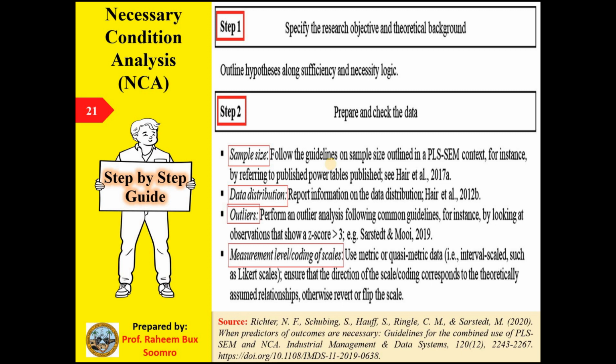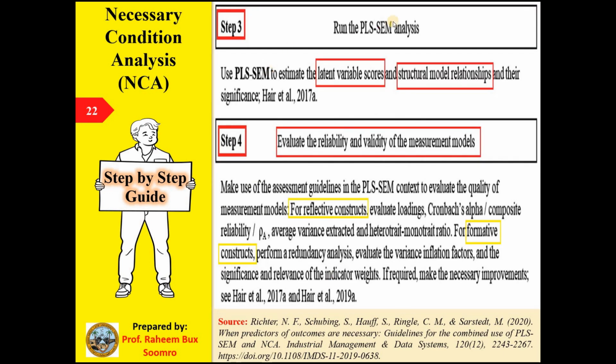So now, step-by-step guide. The first step is to specify the research objective and theoretical background. You have to specify and then outline the hypothesis and the sufficiency and necessity logic. You have to do all these things. The next step is preparing and checking the data. Sample size you have to check, distribution you have to check, outliers, and the measurement model you have to check, all these. Step number 3, run the SmartPLS-SEM analysis, and you can find out the latent variable score and structural model relationships and their significance. You have to take all these.